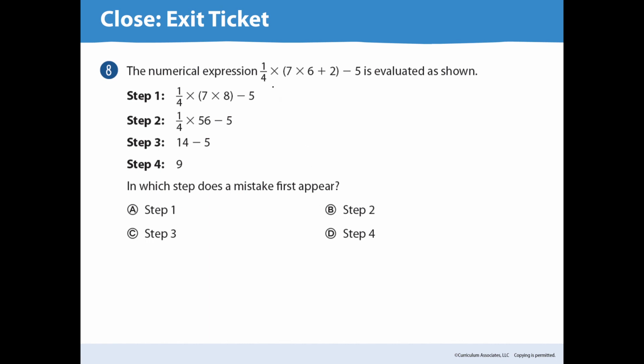All right, so looking at this, we have 1/4 times 7 times 6 plus 2 minus 5. So we're going to be looking at these parentheses first. And in our order of operations, PEMDAS, multiply comes before add. So we should be doing 7 times 6 first. But when we look at this, we have 7 times 8, which means that what they did was the 6 plus 2 first. They added before they multiplied, which is the no-no. So step 1 is where the mistake is. They should have multiplied 7 times 6 first before adding 6 plus 2.